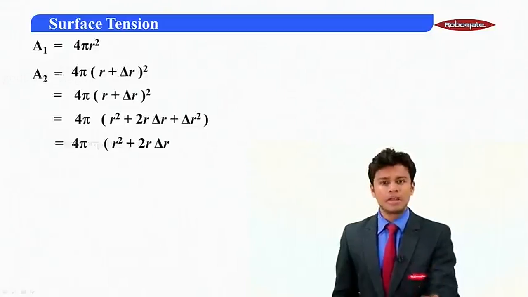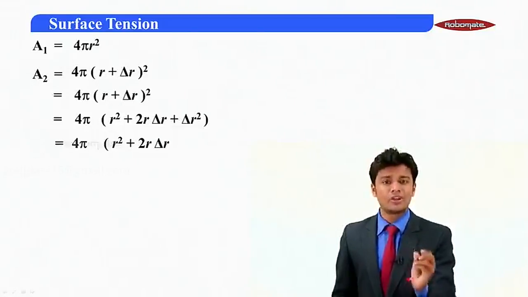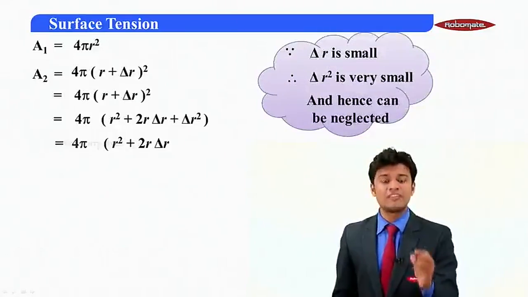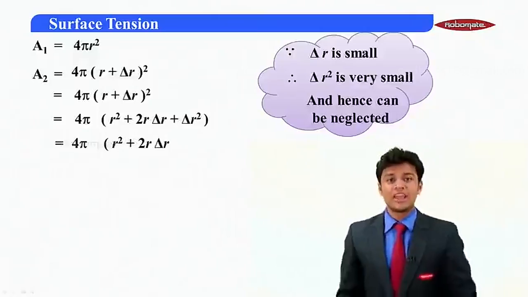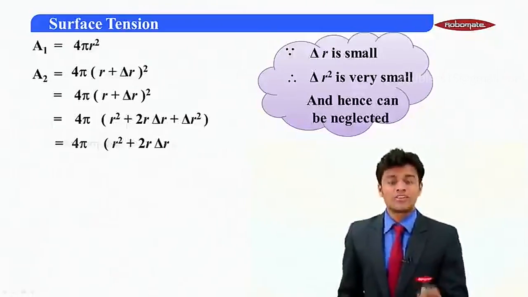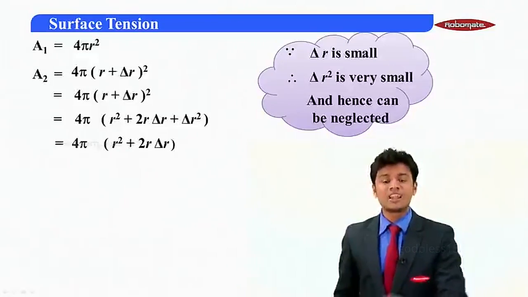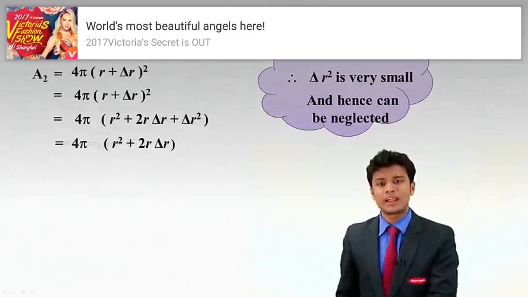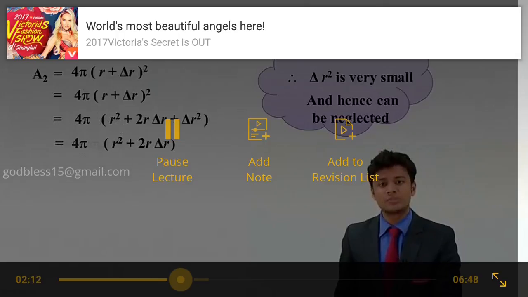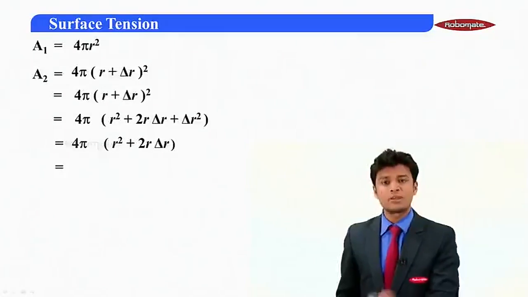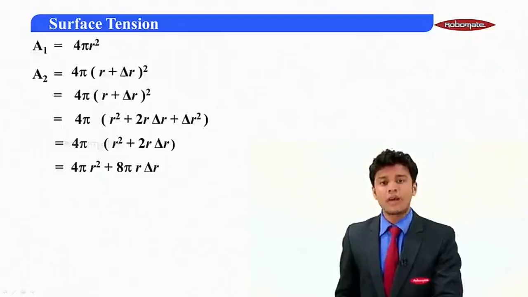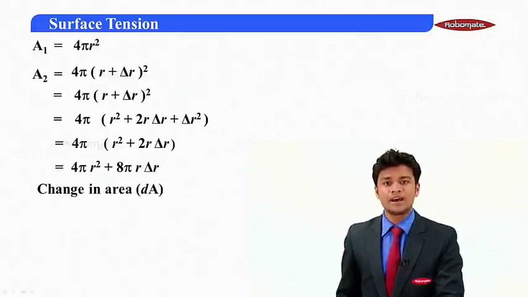Now class, if you remember, I had incremented the value of r to r plus delta r, where my delta r is a very small number. So I can say that if delta r is small, then delta r square will be even smaller, and hence it can be neglected. So I am neglecting the term delta r square. So I end up with 4 pi inside the bracket, and I am only left with r square plus 2r delta r. So if I multiply 4 pi inside, I have 4 pi r square plus 8 pi r delta r.